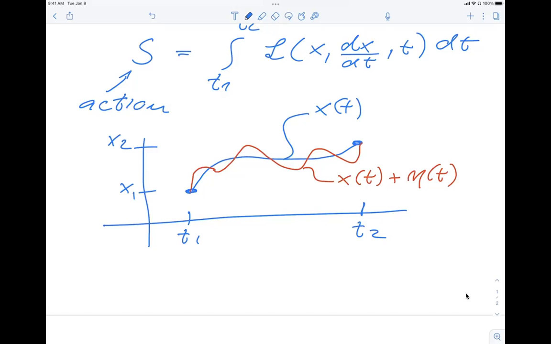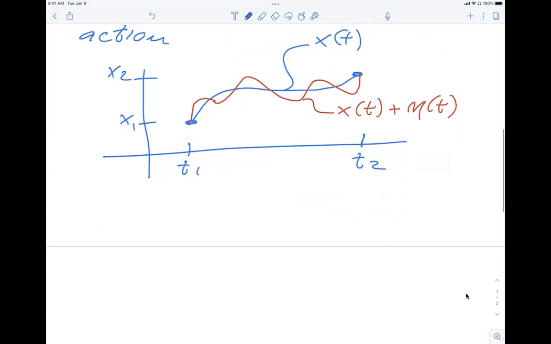So we are now going to look at variations, and the variations in the path are going to be given by this function eta. So we don't know these functions, but let's see if we can make some meaningful statements without knowing the values of this function or the functional form of these specific functions. So what we're going to say now is the following.